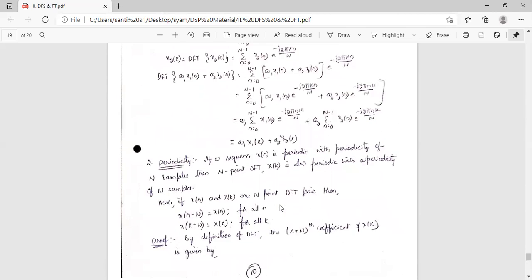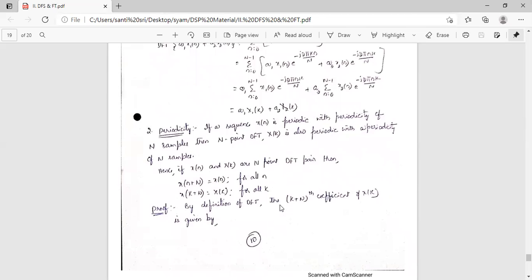Next one is periodicity property. Periodicity. If a sequence x of n is periodic with the periodicity of n samples, then n point DFT x of k is also periodic with a periodicity of n samples. If a sequence x of n is periodic with the periodicity of n samples, then the n point DFT, that is x of k, is also periodic with a periodicity of n samples.